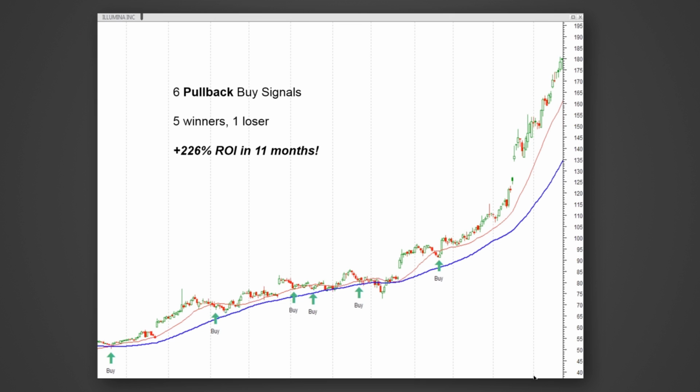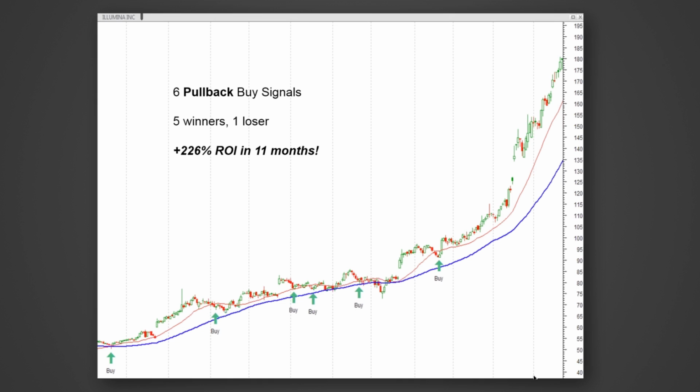Here we have six signals altogether. This one right here probably triggered the signal at around $85 per share, and the price dipped all the way down a couple of weeks later to around 75. That would have triggered out your stop loss. So that one would have been a loss. All the others registered gains of one sort or another.